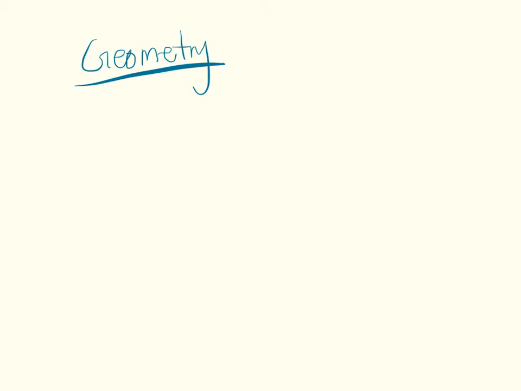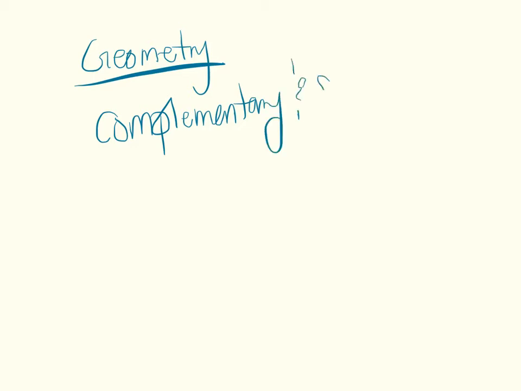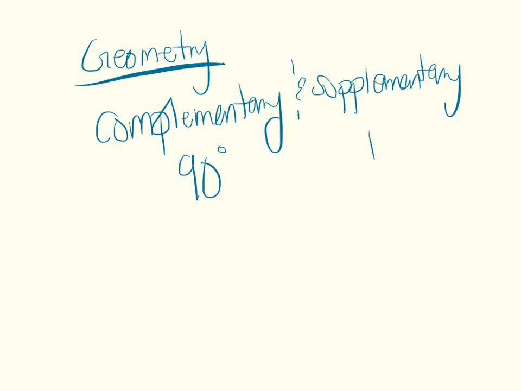Alright, so for geometry, you have to remember 2 terms. You have to remember your complementary and supplementary angles. Complementary angles are angles that add up to 90 degrees. And supplementary angles are angles that add up to 180 degrees.